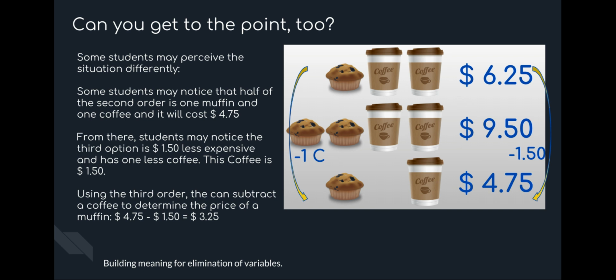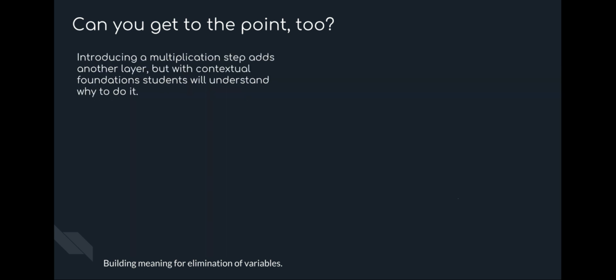What the students have done procedurally in this version of the problem is they've used a scalar, in this case 1/2, to create a third and new equation that they can use to solve the problem. This is key to introducing elimination with a multiplication step. Let's look at a slightly different example. Introducing a multiplication step adds another layer, but again, with contextual foundation, students will understand why to do it.